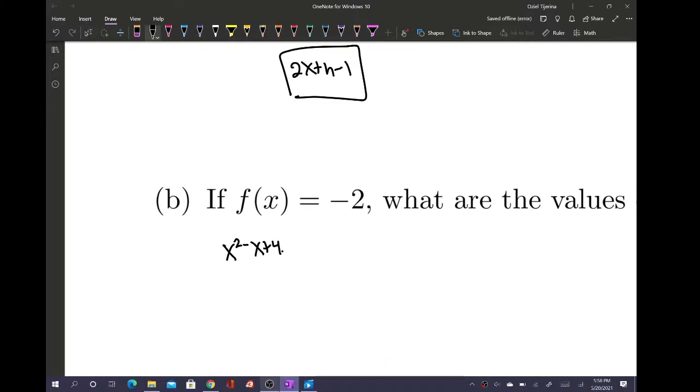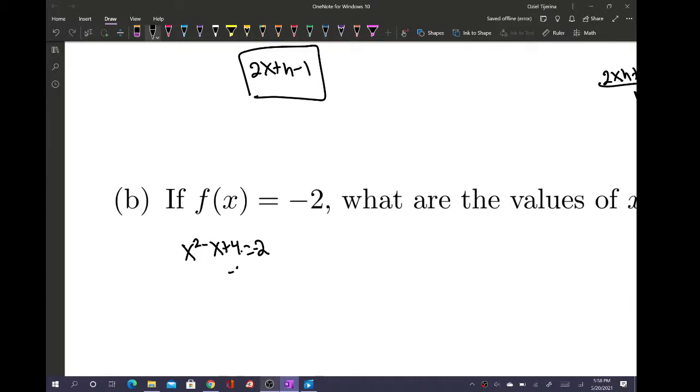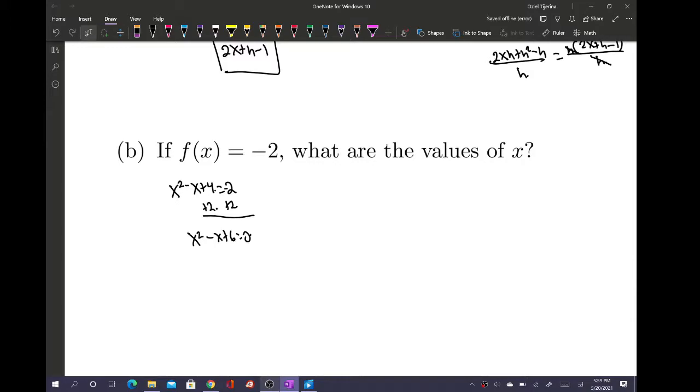And it's saying this is f of x, right? And we want to make it equal to -2. So it's wanting to find the values of x, right? What you're going to do is add 2 to both sides, and you're going to get x squared minus x plus 6 equals 0, because you want to set it equal to 0. Now, there are 2 ways to do this. Number 1, you can use the quadratic formula, or number 2, you can factor.